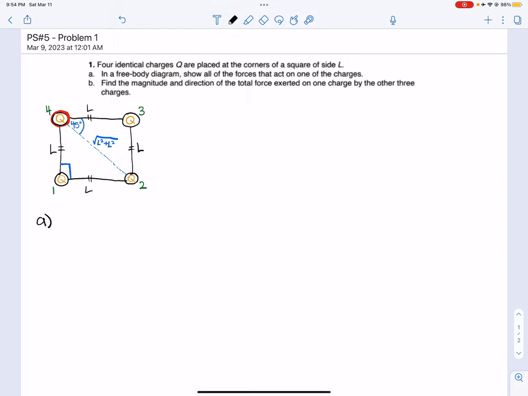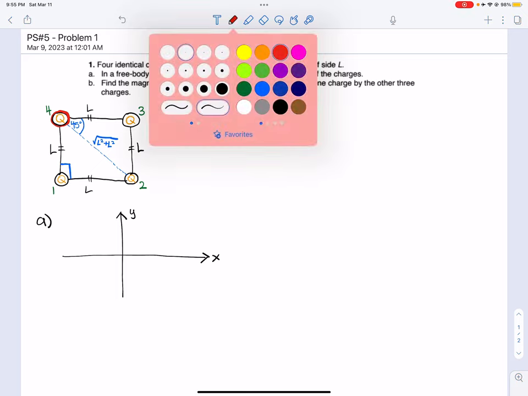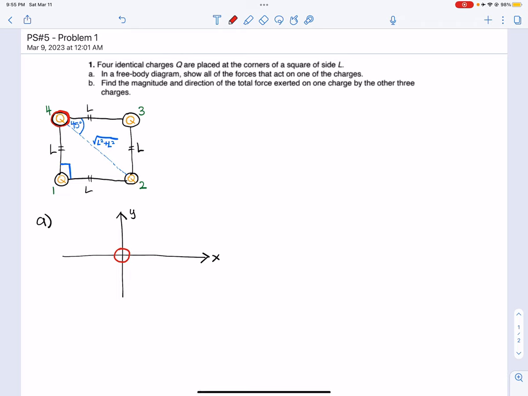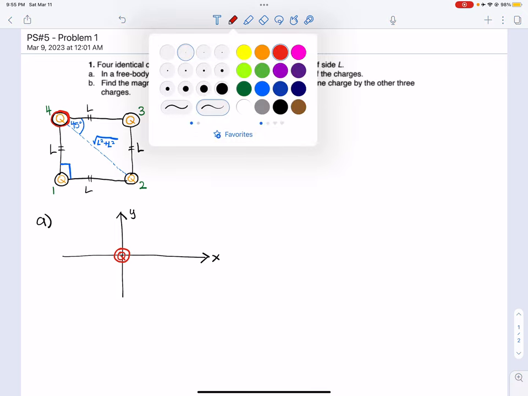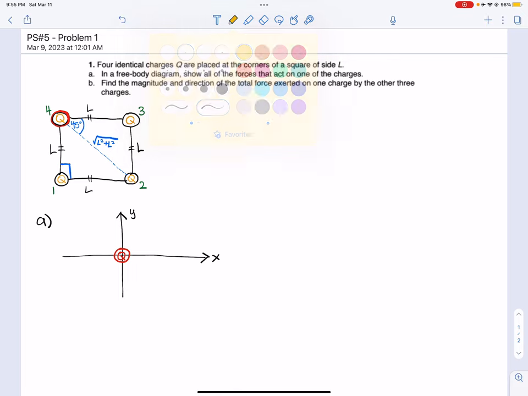So part A, I'll draw a free body diagram, right? So this is my positive y, and this is my positive x, okay? And here I have my charge number 4 with a charge of Q. And I'll use green to show my forces. Okay.